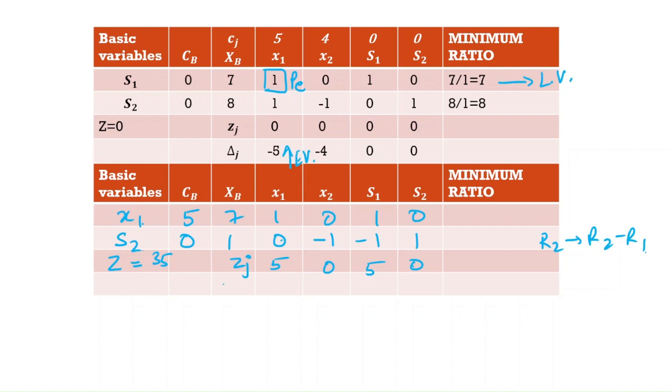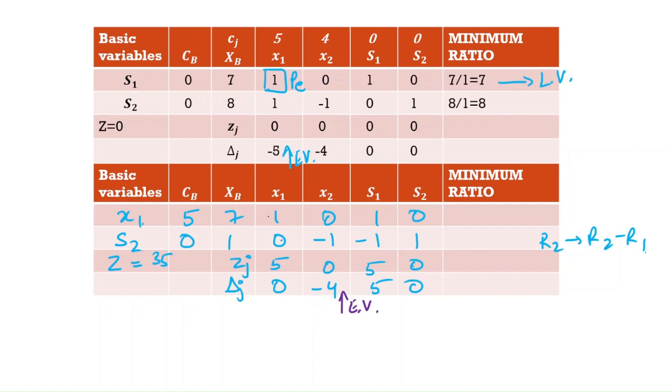and delta j, zj minus cj, is coming out to be minus 4, this is 5 minus 0, 0 minus 0. So what will you notice here, that in this case, when I find this, it is the most negative, so that means this is the entering variable, right? So x2 will enter the basis.